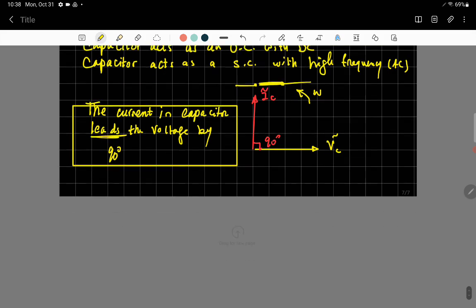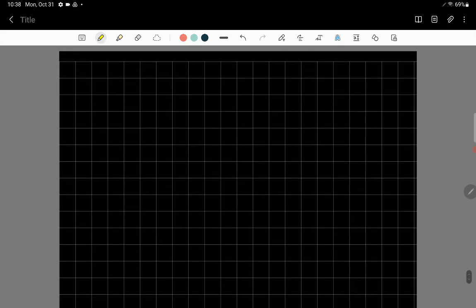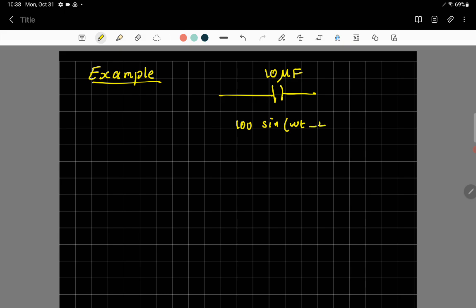Let's take a numerical example. We have a capacitor, and the capacitor is equal to 10 microfarad, and the voltage across the capacitor is equal to 100 sine omega t minus 40 volts. And the frequency of the supply is equal to 1000 hertz. Determine the current in the capacitor.